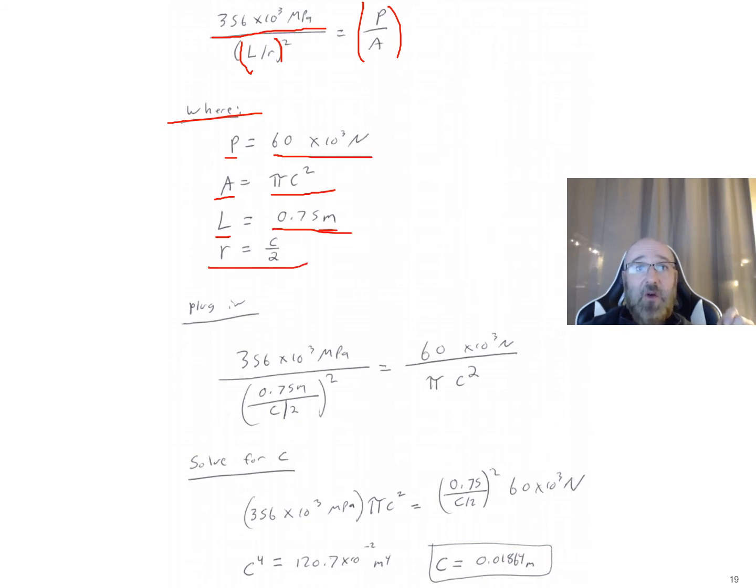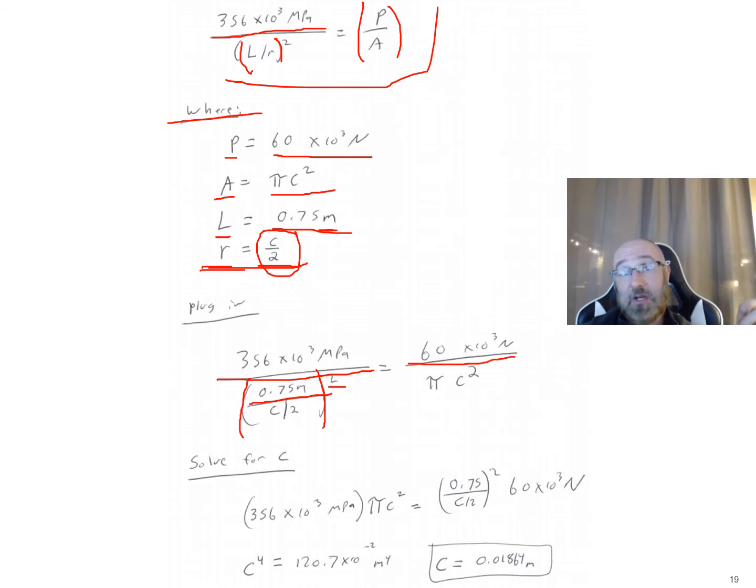And I know now that my radius of gyration relates to my value of c, the radius of our cylinder, by c over 2. So c over 2 is equal to my radius of gyration. I can plug this information into my above governing equation, and I now have 356 times 10 to the third MPa, all divided by, when I plug in for my L of 0.75 meters over c over 2 quantity squared, equal to, I plug in for my P value, 60 times 10 to the third newtons, all over pi times c squared. Now I can solve this for c, my only unknown.